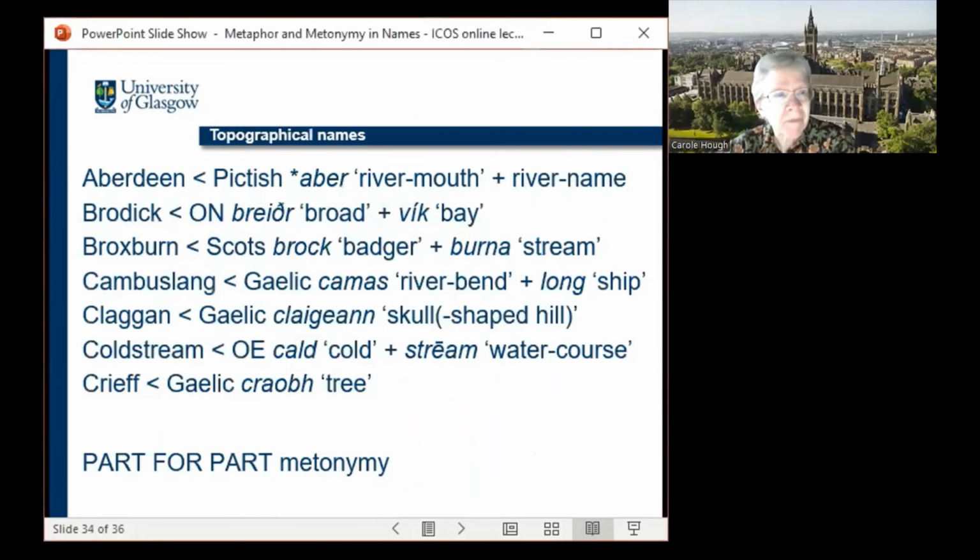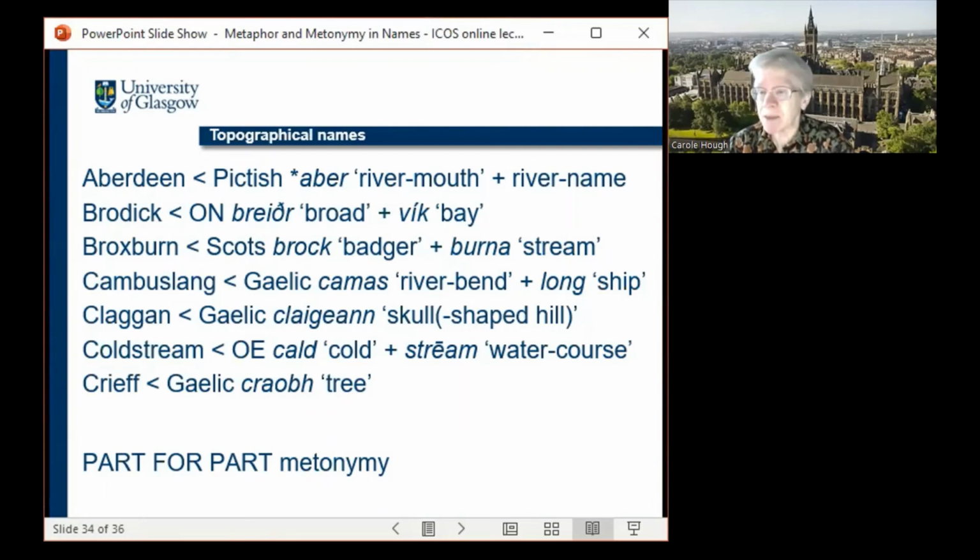And finally, topographical names. This is where a settlement is defined in relation to a landscape feature within or near it. Aberdeen, the mouth of the Don. Brodick, Broad Bay. Broxburn, Badger Stream, and so on. This is part for part metonymy, where one element of a domain, the domain here being the landscape within which the settlement is situated, is used to name another element.